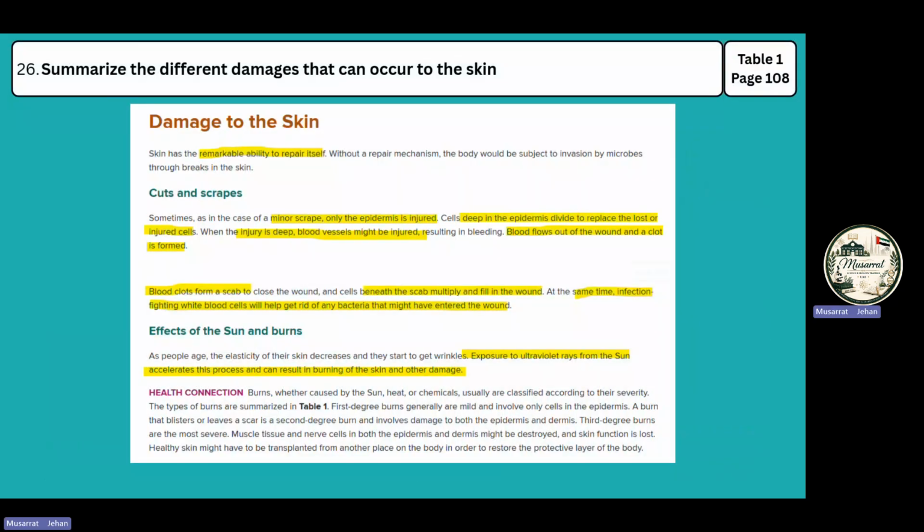Question number 26 again is related to the integumentary system, about damage to the skin. What are the damages that can happen to the skin? There can be cuts and scrapes. If there's a mild, minor scrape, like if you hit your hand against a wall, it is scraped a little. This is just in the epidermis. Cells deep in the epidermis divide to replace the loss of the injured cells. So they will divide and they will replace it.